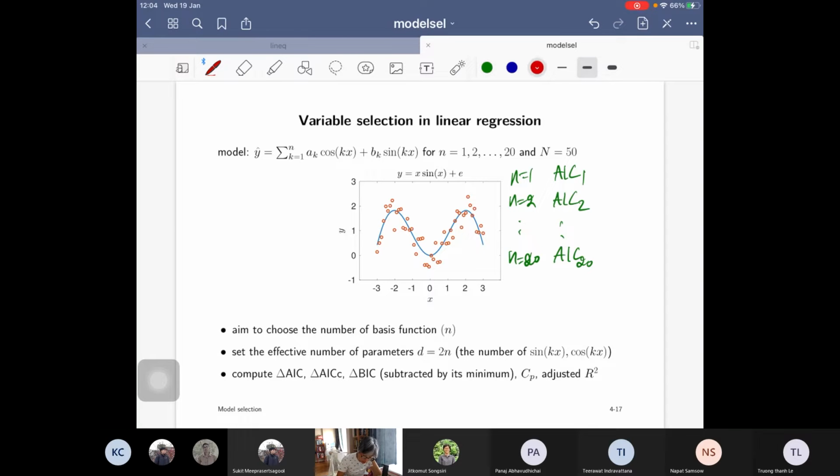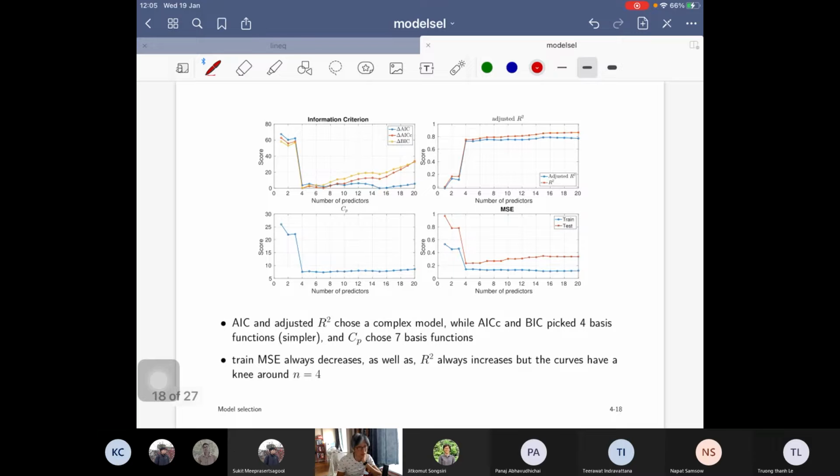Of course, what you can do is find the minimum one and subtract all scores by the minimum one. When you subtract, that's indicated by delta AIC. And then you pick the value of n that corresponds to the score that has the minimum, except the adjusted R-square. You pick the adjusted R-square that has the maximum value.